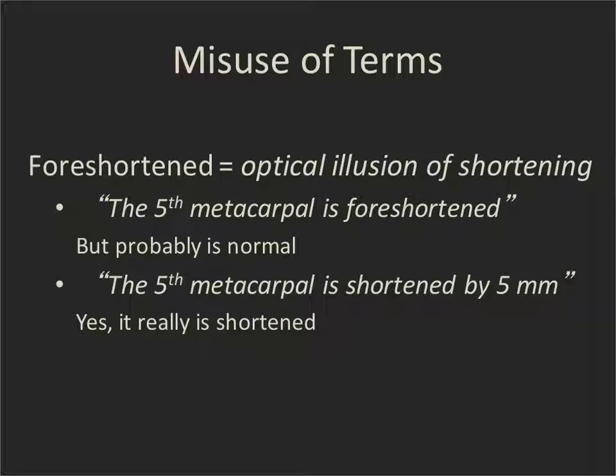Foreshortening is actually the optical illusion of shortening. So if the metacarpal is foreshortened, that means that it's just looking foreshortened because of the angle that it's imaged at, which is sometimes the case. Sometimes the femoral neck looks weird because of the angle of the beam. So use the word shortened if you really mean shortened.